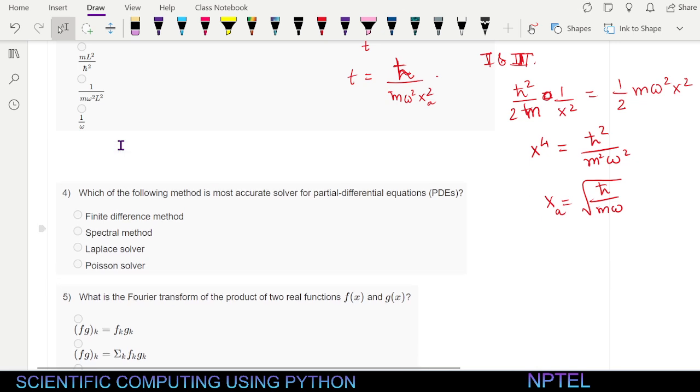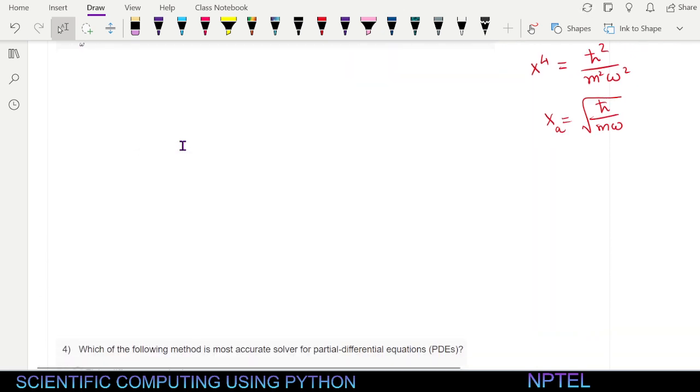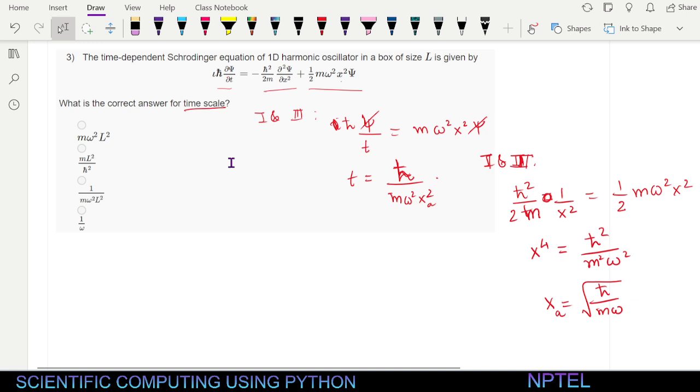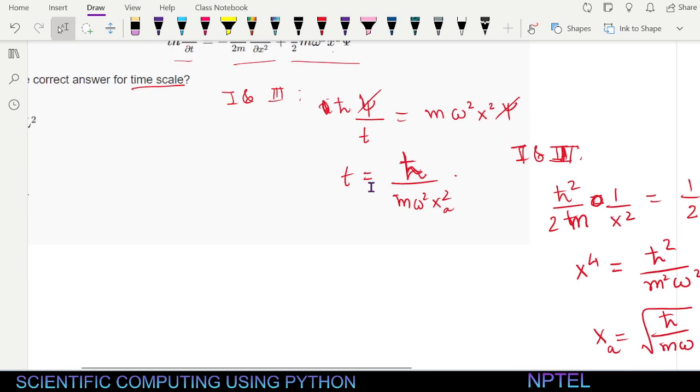Excuse me, can you zoom in? It's not clearly visible to me. Just enlarge it. Yeah. Okay.